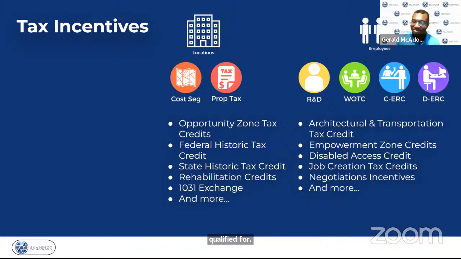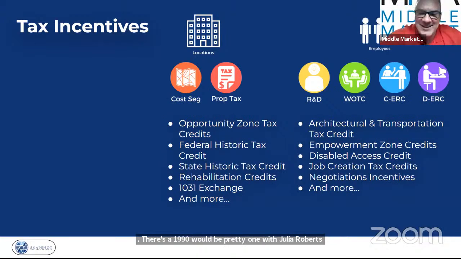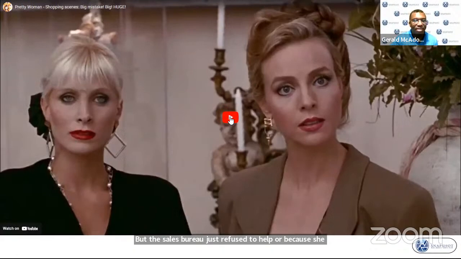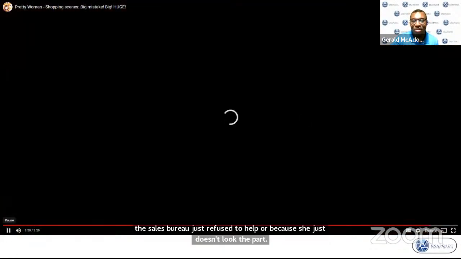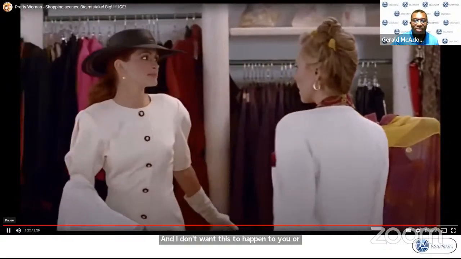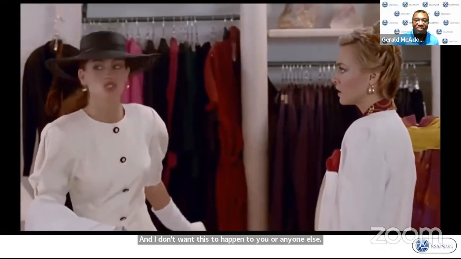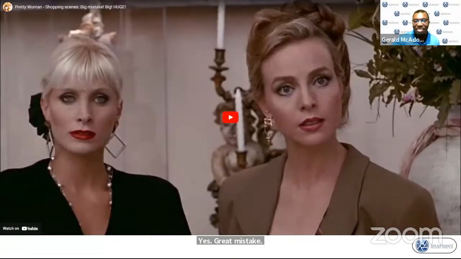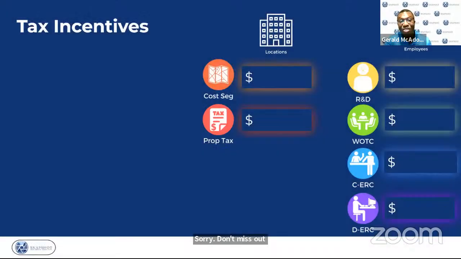My family, we enjoy movies. There's a 1990 movie, Pretty Woman, with Julia Roberts and Richard Gere. I'm probably telling a little bit on my age on this. But at one point in the movie, Julia, in her character, has a pocket full of money, but the sales girl just refuses to help her because she just doesn't look the part. And I don't want this to happen to you or anyone else. Yes. Big mistake. Big, huge. Don't miss out.